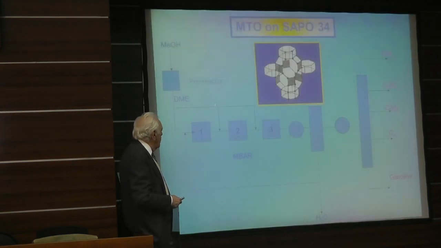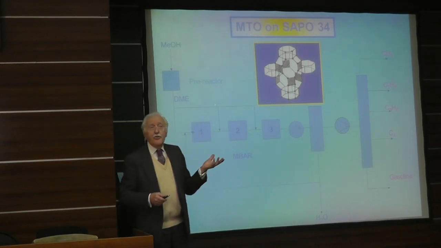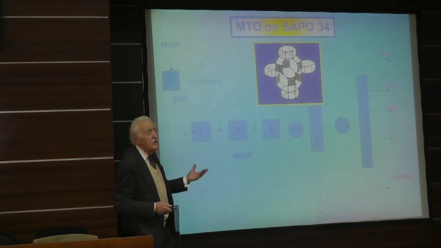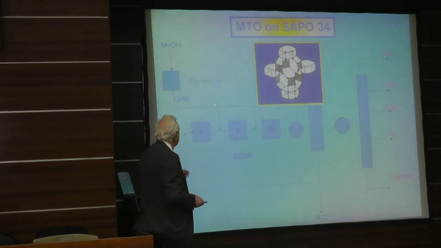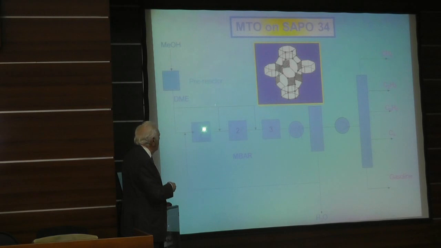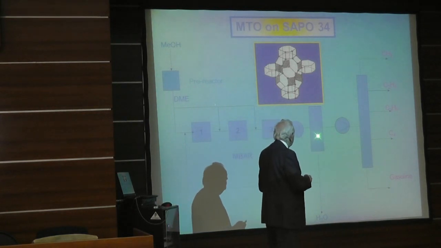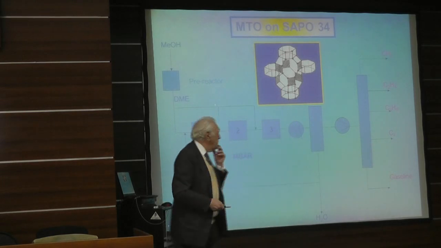Yeah, let me say a few words about the MTO. I will show them. If you do MTO on sample 34, which produces the best yields, better than ZSM-5 in MTO, first you start from methanol, dehydrate it into dimethyl ether, and then you go through a four-stage reactor, and then you separate the products into the commercial fractions.